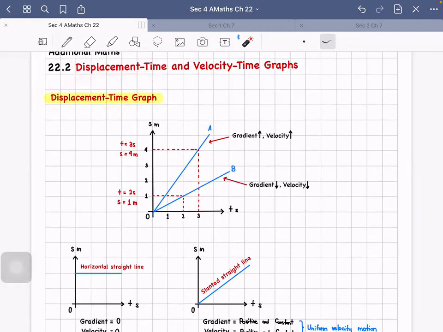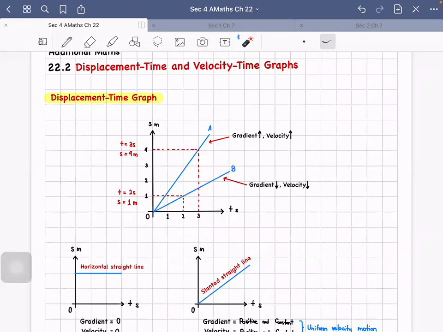Displacement time graph first, and then later we'll talk about velocity time graphs. So let's say we have two cars, A and B. Car A is going at this gradient shown right here, and car B is shown in this gradient right here.